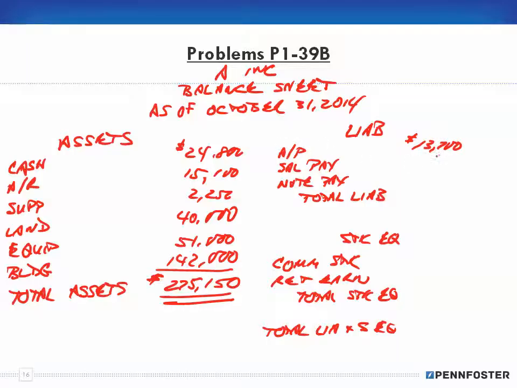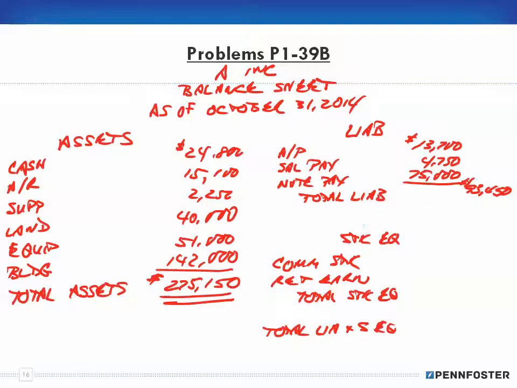My accounts payable is 13,700. My salaries are 4,750, and notes payable is 75,000. And since that's a mathematical calculation, I draw the underline and put the total in the right-hand column, 93,450. And since that's the first number in that column, I put the dollar sign there.